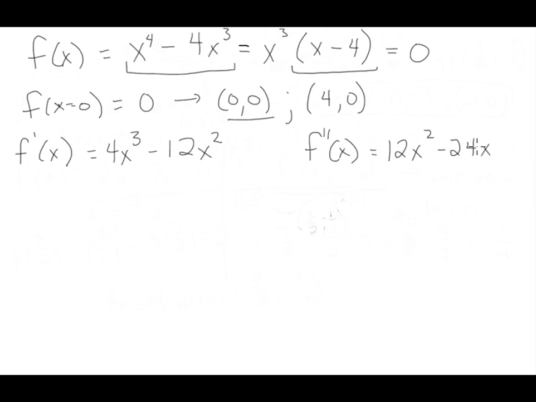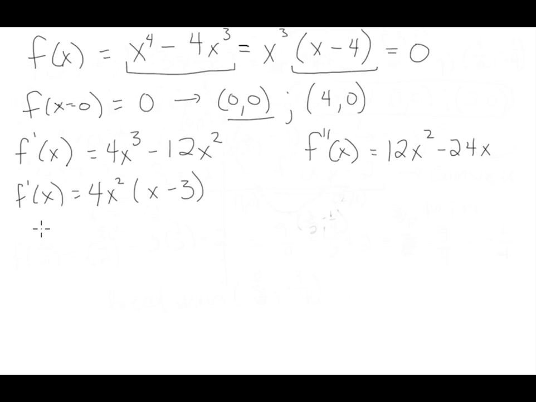So now I'm going to look for critical points, in other words, places where this derivative is equal to 0. So to do that, I factor out a 4x squared times x minus 3.